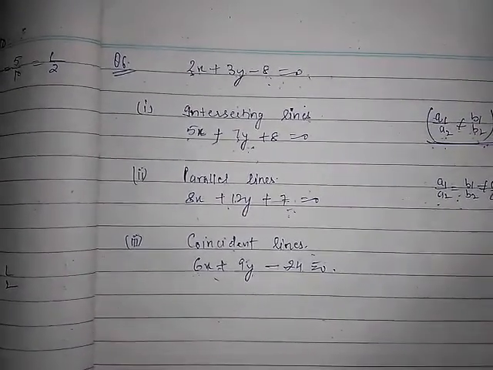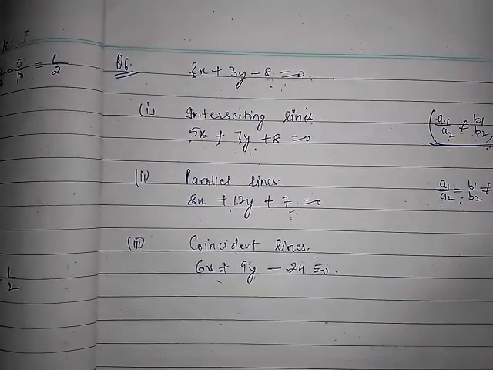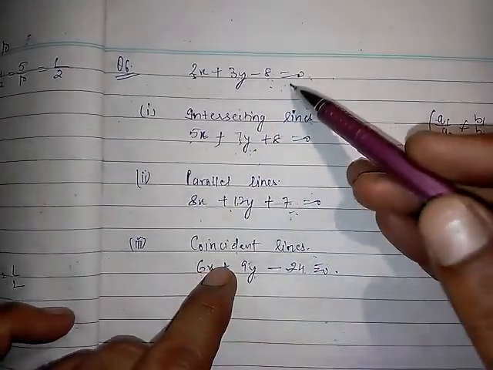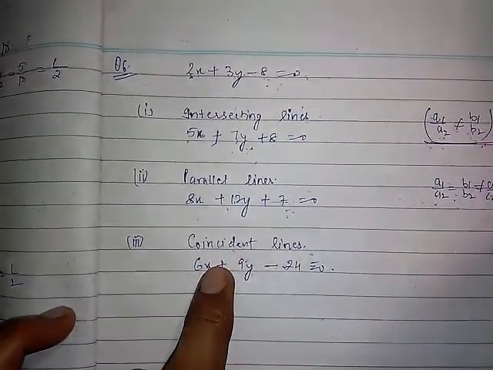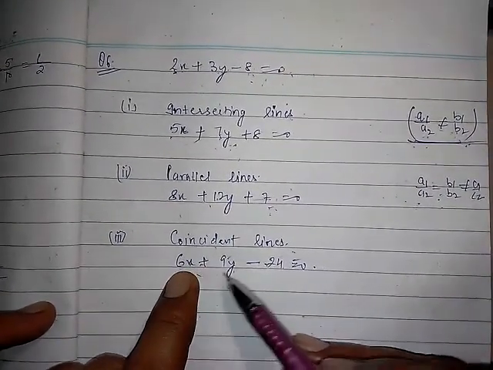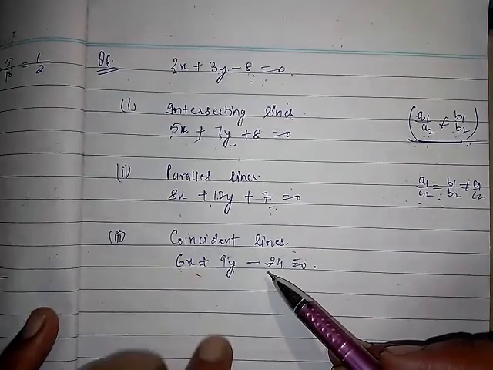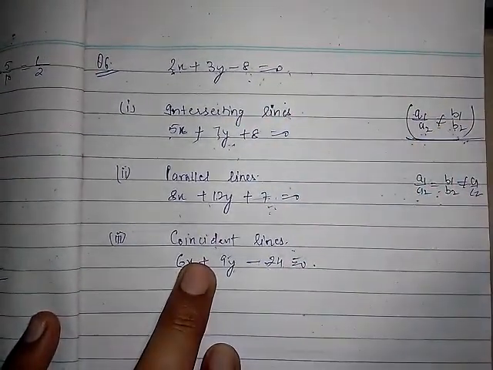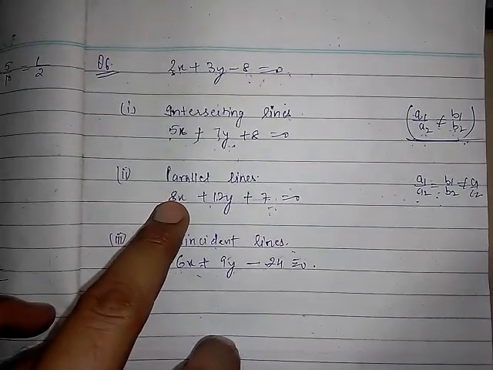Now come to your third part, that is for the coincident lines, right? So how to find out the equation which is coincident with this given line? So you need to satisfy the condition that a1 upon a2 is equal to b1 upon b2 is equal to c1 upon c2. So in this case you will multiply the given equation by any number. So in the last part we have multiplied by 4.